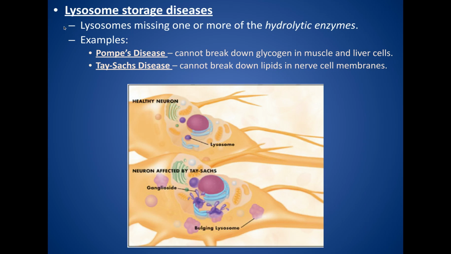There are diseases that are centered around lysosomes. Some people are missing one or more of these enzymes inside of their lysosomes. So two examples of these diseases would be Pompe's disease, which affects muscle and liver cells, and then Tay-Sachs disease, which affects nerve cells. So both are pretty serious diseases that are resulting from a person not making enough or any enzymes in their lysosomes.